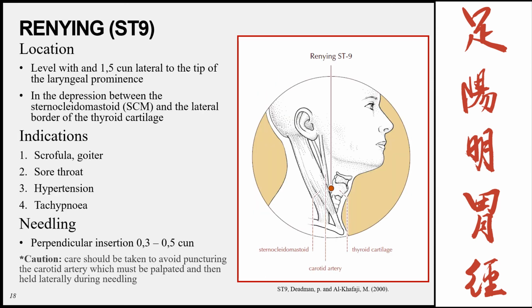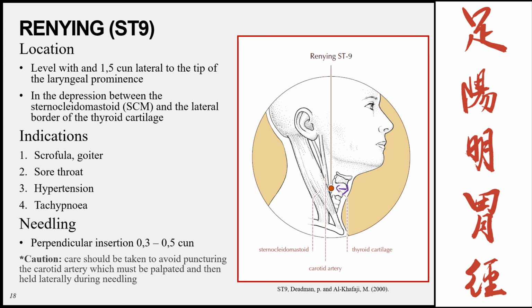Our next point is Renying, stomach 9. So this point is level with and 1.5 sun lateral to the tip of the laryngeal prominence. So that's this region over here. And remember, the laryngeal prominence is another name for the Adam's apple. And what we're going to do is locate the Adam's apple, also known as the laryngeal prominence, and then we're going to go 1.5 sun lateral to it.